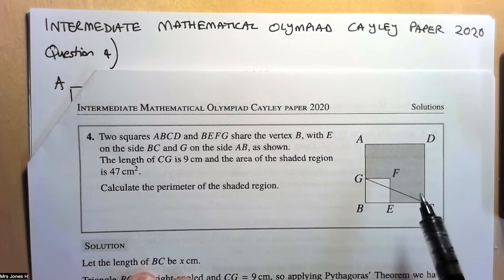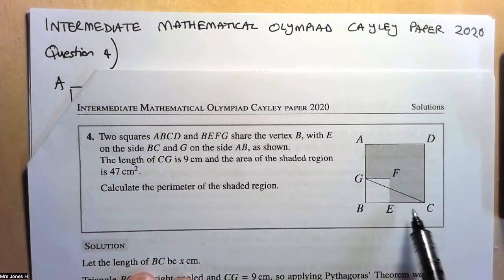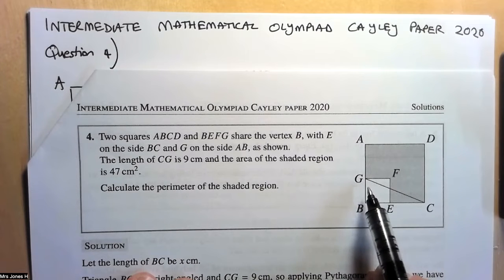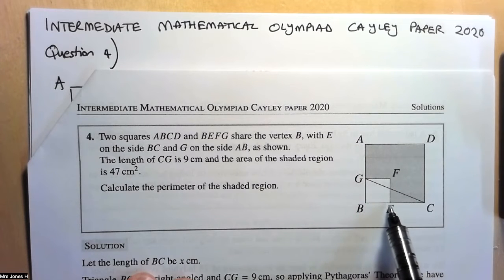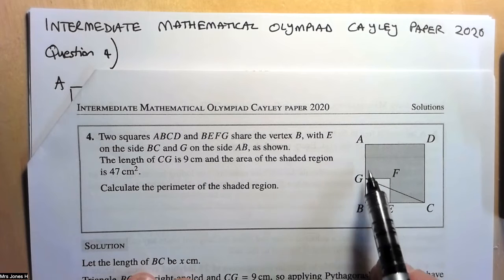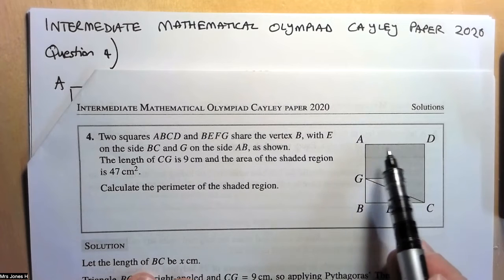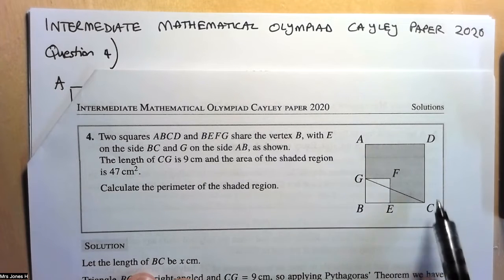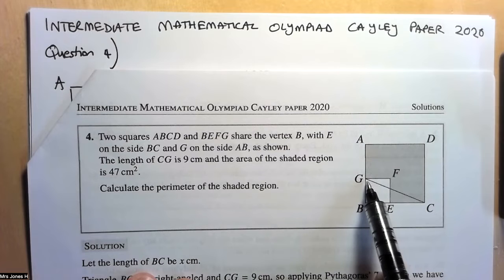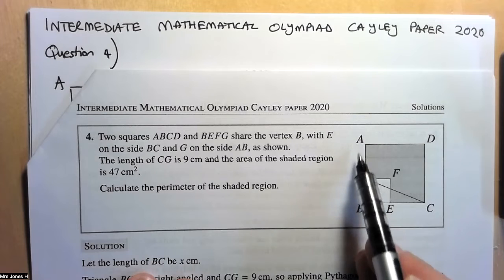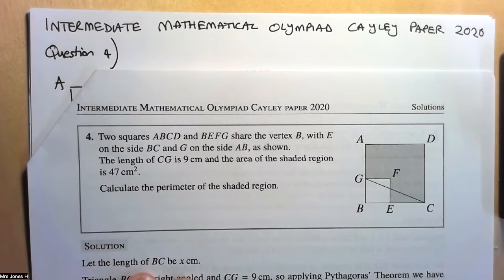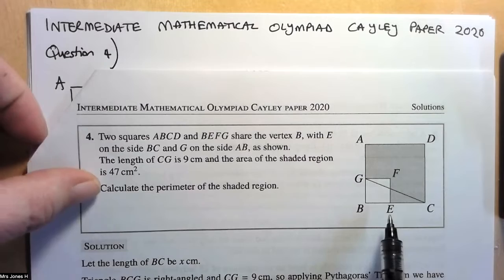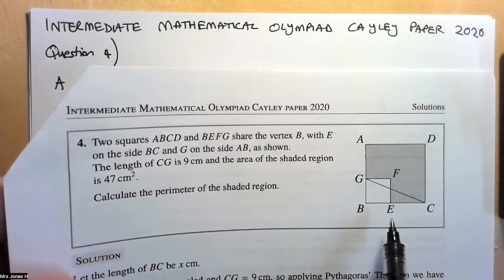Now, the first thing I want to point out is that the perimeter of the shaded area is actually exactly the same as the perimeter of the large square ABCD. So if you took this line, it's here, and if you took this line, it's here. Therefore, the perimeter of the shaded area is the perimeter of the whole square. We won't need that immediately, but it's quite useful when we get to the end of this question.